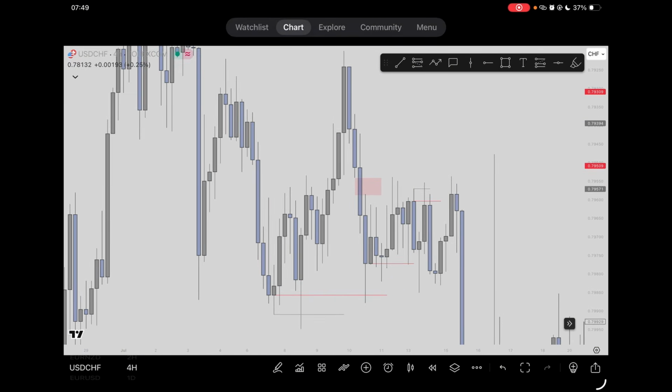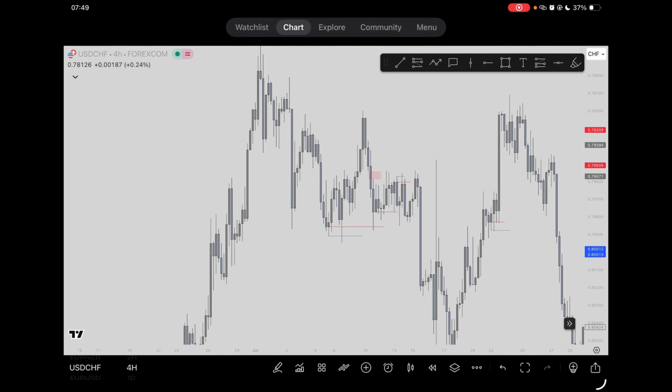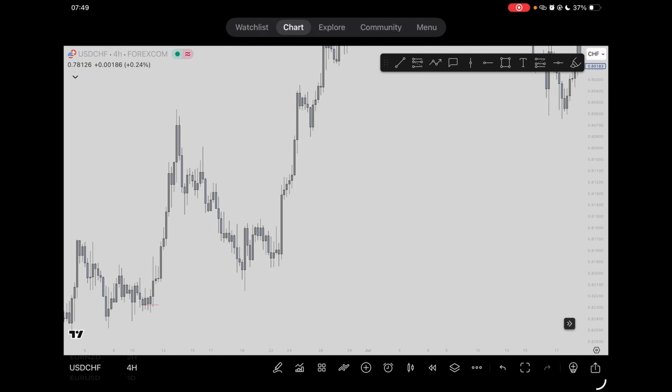Why did it come back there? Why didn't it just use any random key level? For you to know that these things are not random. These things are not random. It always happens time after time.